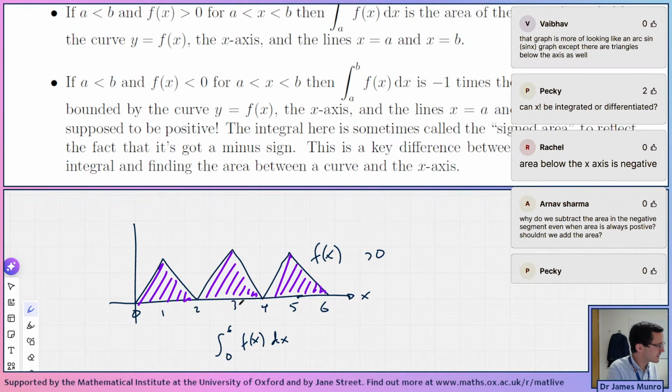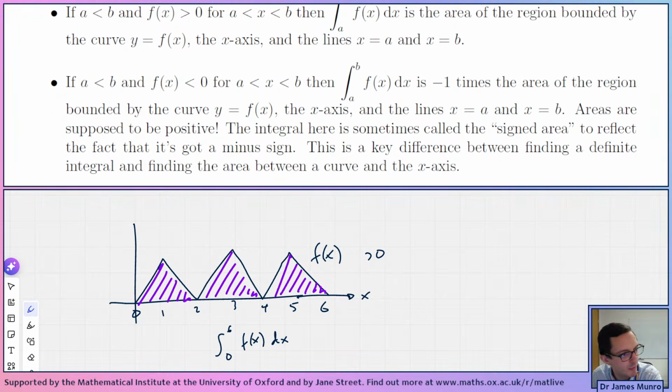Yes, okay. Ooh, arcsine, except the triangle's below as well. Right, okay. We're working our way through revision notes. It's already 5:30, so I should maybe speed up a little bit.